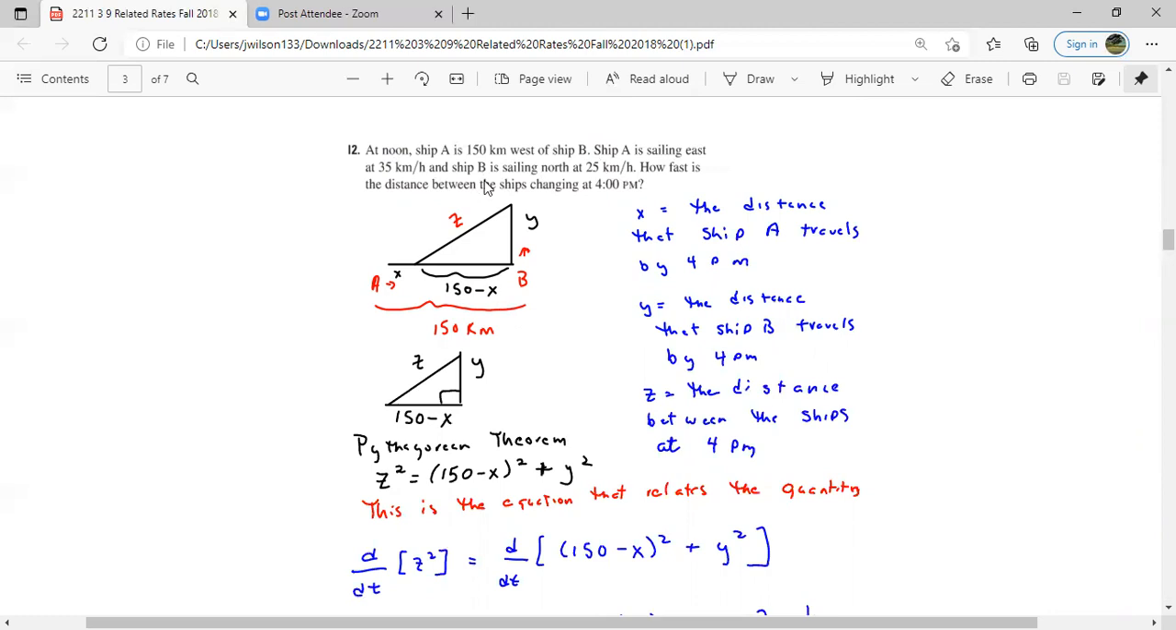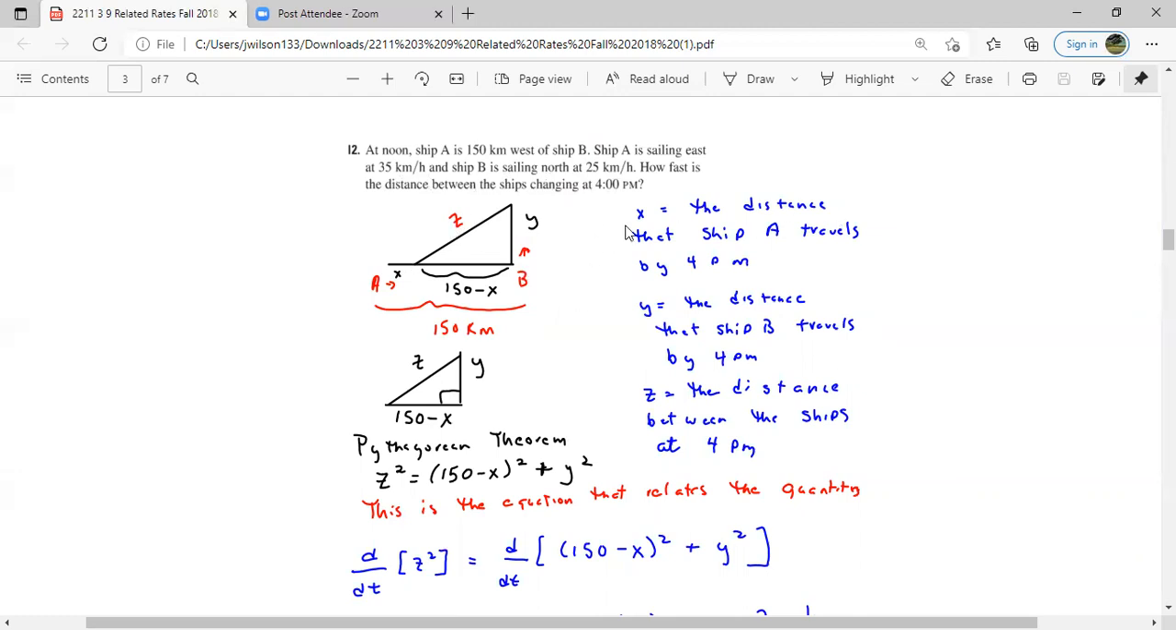Now, ship A is sailing east, so it's going this way. And ship B is sailing north, so it's going this way. And then we have the rates for ship A and ship B. How fast is the distance between them changing at 4 p.m.? So what you want to think about is, for one thing, what are we looking for? What are they asking for? Well, they're asking how fast z is changing, the rate of change of z, because z is the distance between them. And I should have said that.